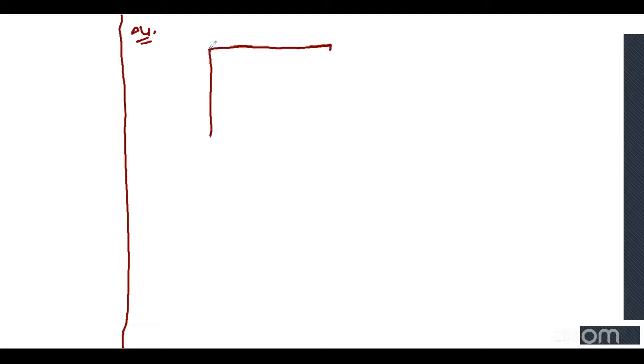Next, another example, same in the square only. If a particle is moving in the form of a square. Suppose the particle moves from A to C. Side of the square is a.